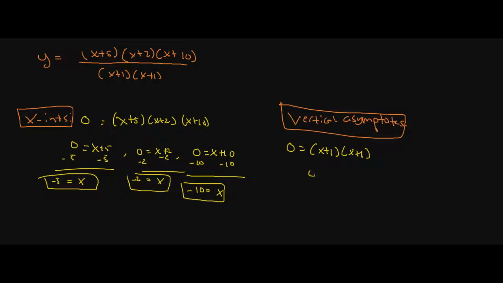And over here, we do the same thing. Well, 0 is equal to x plus 1. 0 is equal to x plus 1. We subtract 1 from both sides. You can see that in both scenarios, we're just going to get x equals -1. Which means our vertical asymptote is just at -1.